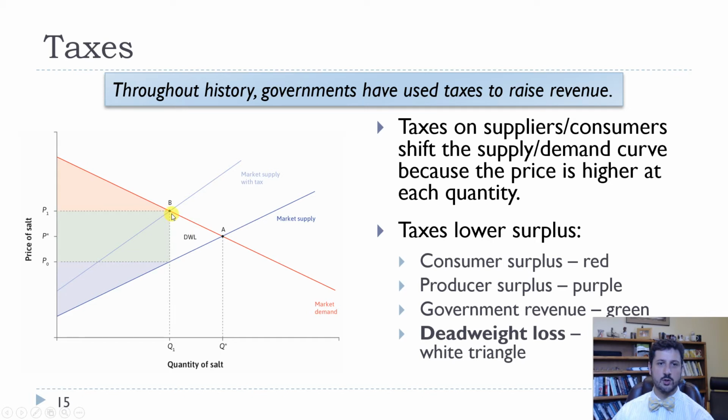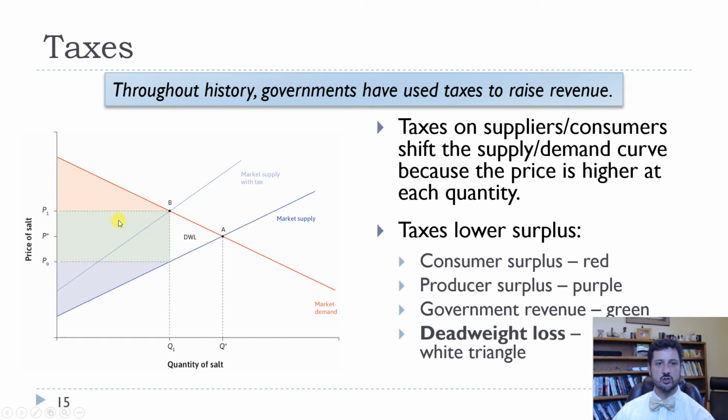But the consumer price in this case goes up to P1, which is not P star plus the tax, and the seller price goes down to P0, which is not P star minus the tax, but the tax is really shared. And so what we see is that the consumer surplus falls, right? It used to be this whole triangle above P star and under the demand curve. Now it's from point B, so it's above P1 and under the demand curve. Producer surplus falls, right? Now it's below P0 and above the supply curve.